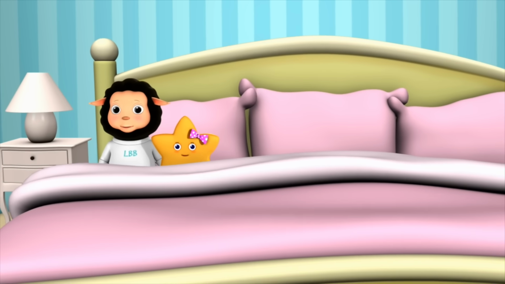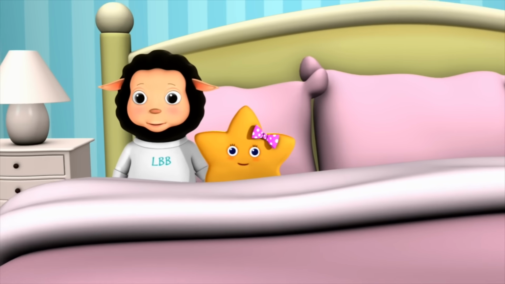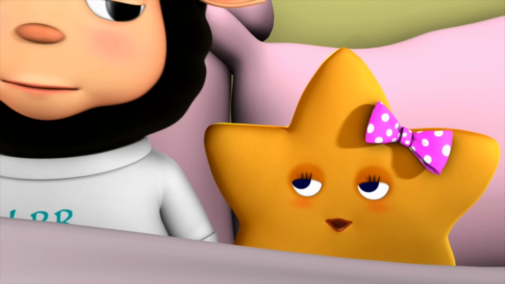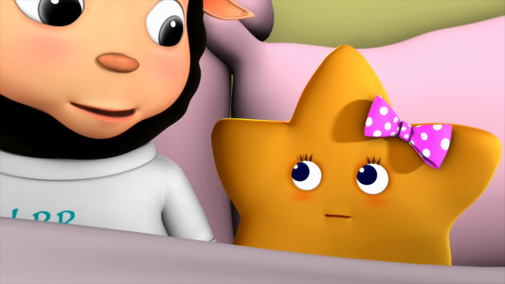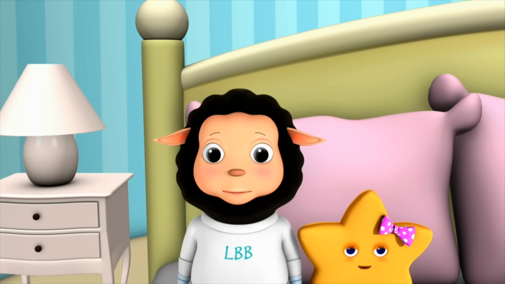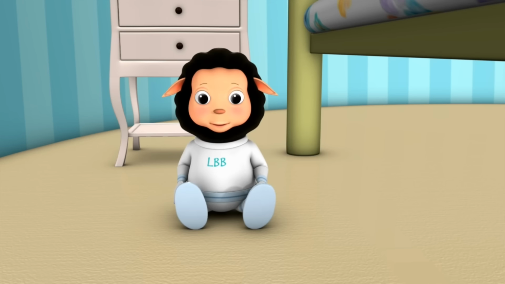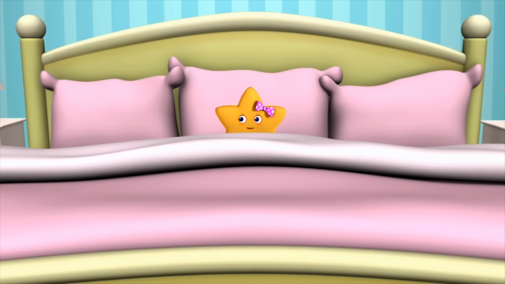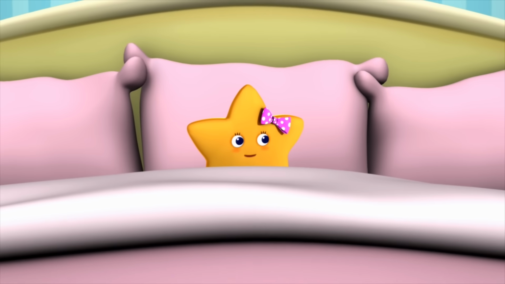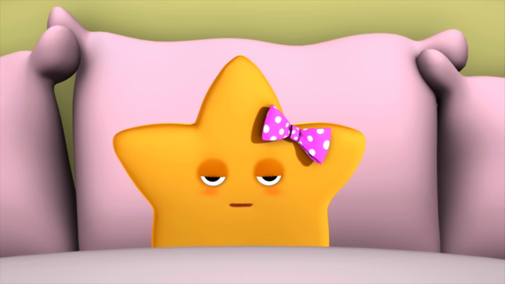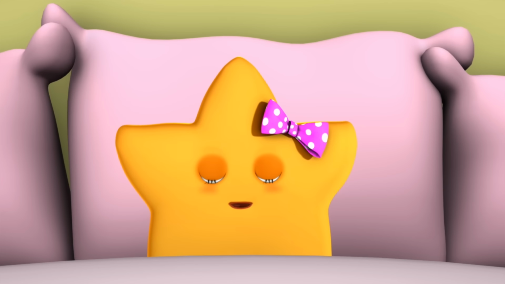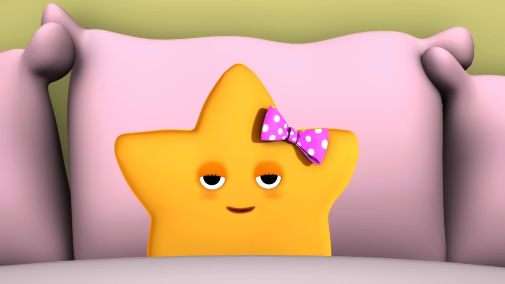There were 2 in the bed, and the little one said, roll over, roll over. So they all rolled over, and one fell out. There was 1 in the bed, and the little one said, good night.